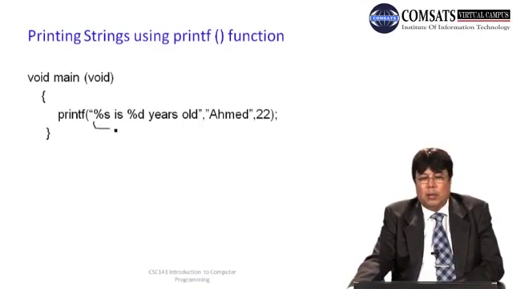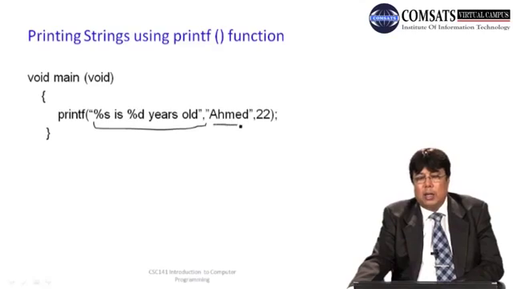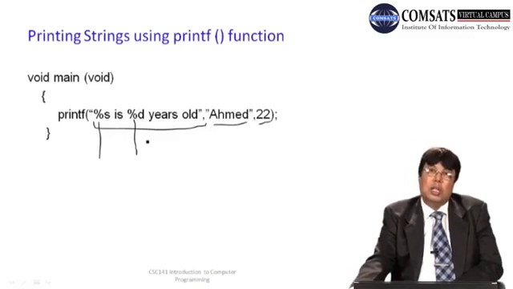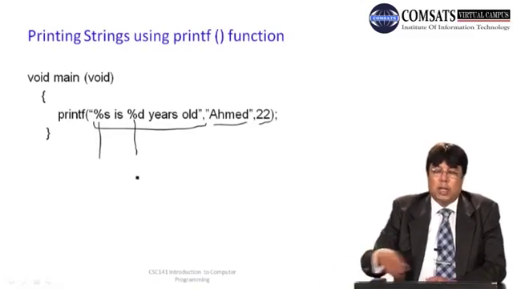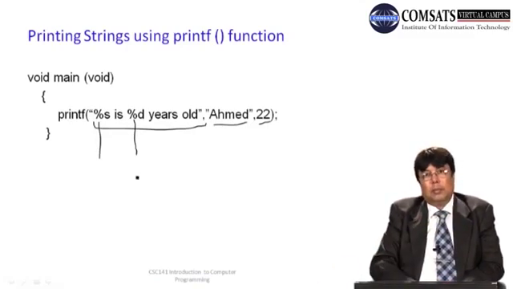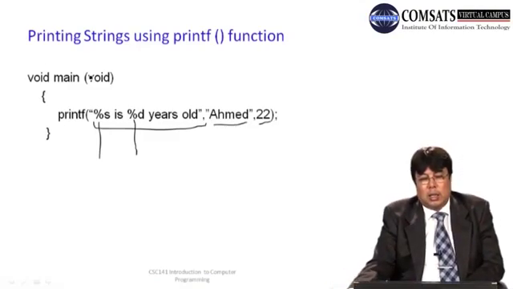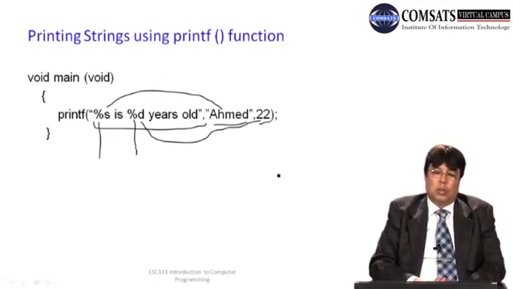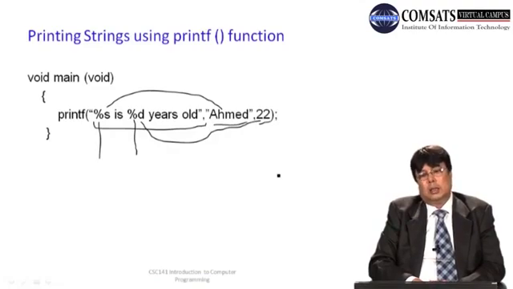One is the string, the first argument, then the second argument, third argument. In the first argument we say that we will provide the data for the string and the data for the %d format specifier. So this %s is associated with Ahmed, which is a string, and this %d is associated with 22, which is a numeric value. So what would the output be? You can guess it. Ahmed is 22 years old. It will be the output of this program.